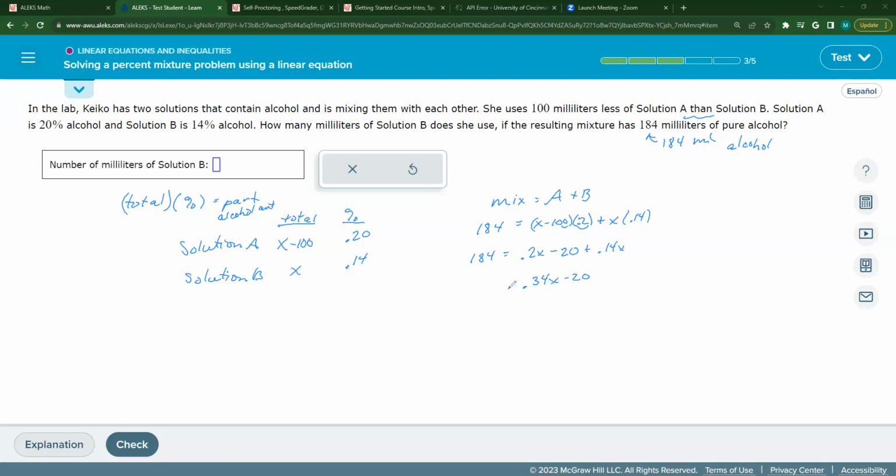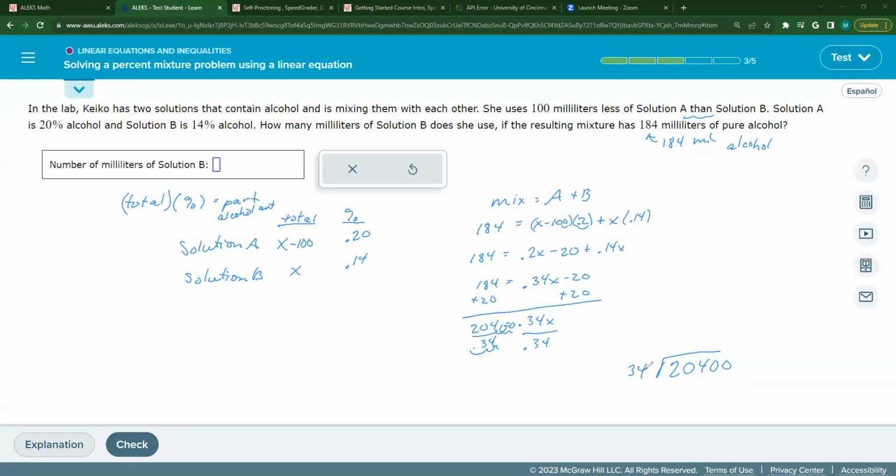Combine like terms, I have 0.34x minus 20 equals 184, so plus 20. And this is going to be 204 equals 0.34x, divided by 0.34. Move my decimal 2 spots, not 3. So this is 20400 divided by 34. All right, 34 does not go into 20.